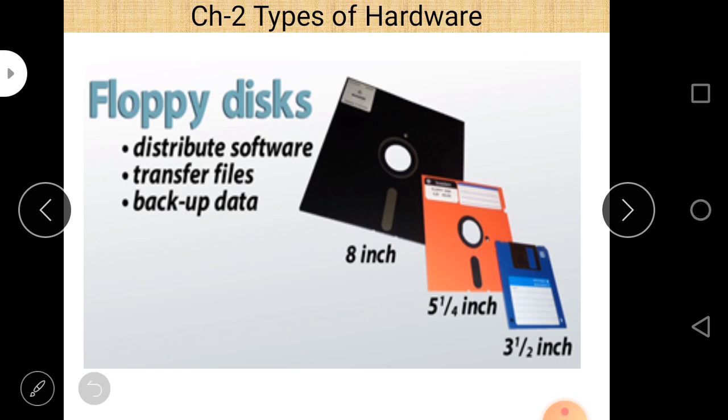And as far as size is concerned, the sizes of floppy disks are 8 inch, 5.25 inch, and 3.5 inch. So these are the different sizes of floppy disk here, and they are basically used to distribute software, transfer files, and back up data.